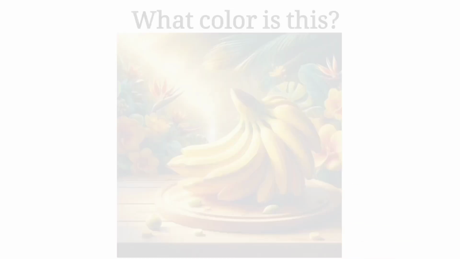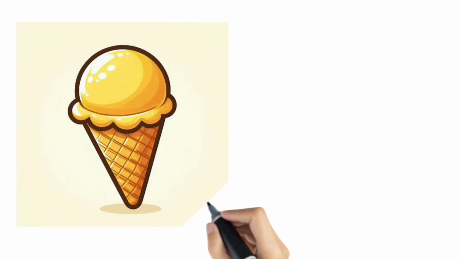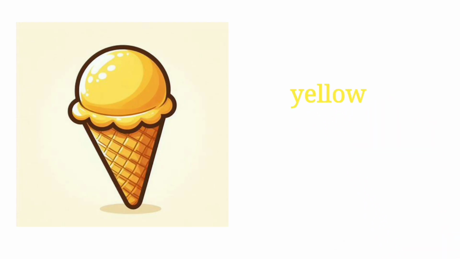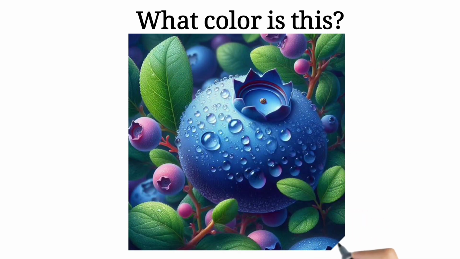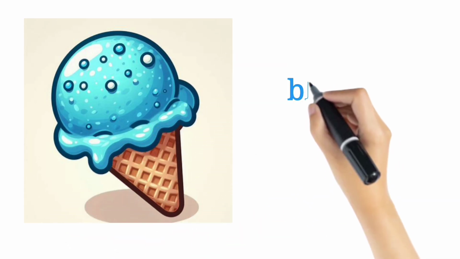What color is this? 5, 4, 3, 2, 1. Yellow. What color is this? 5, 4, 3, 2, 1. Blue.